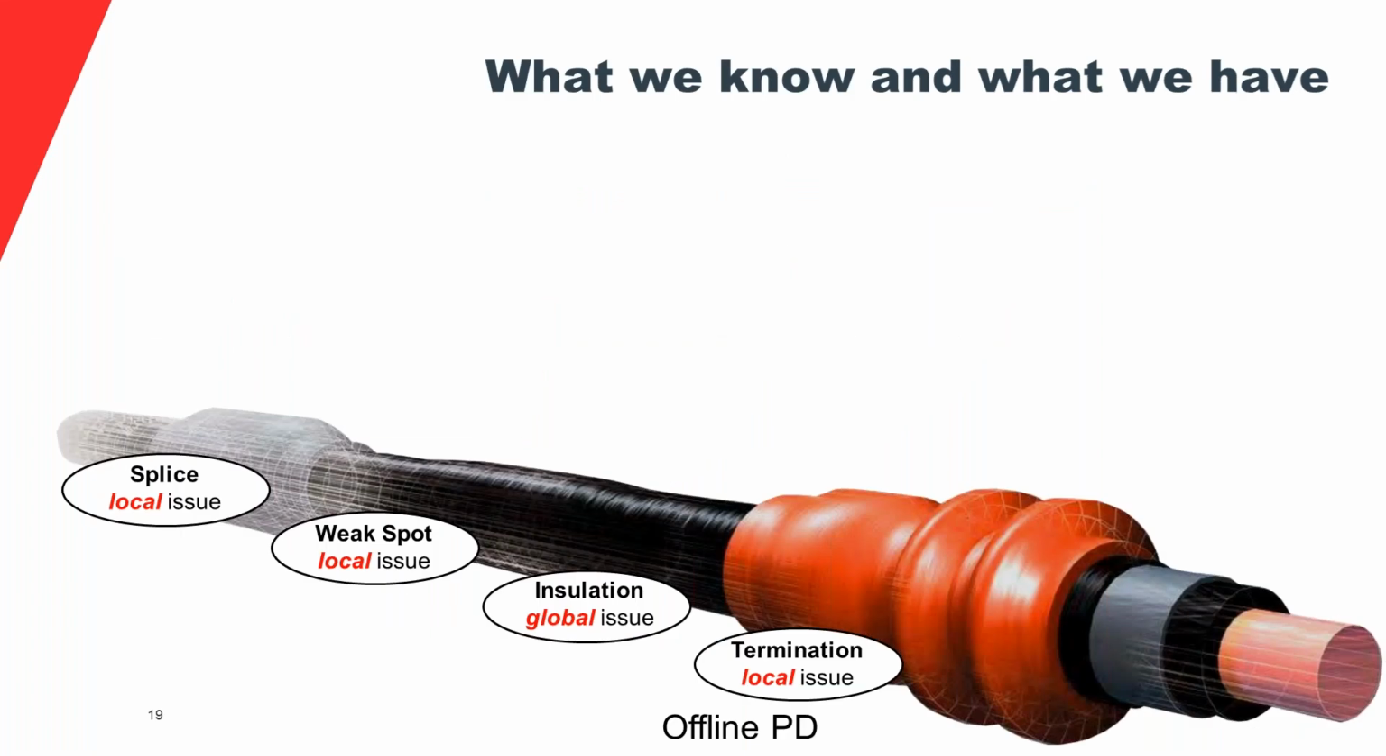And then in terms of what we know and what we have, as I titled that slide, overall in the cable system, we have the cable and we have the accessories, period. And that's pretty much it. Now you know everything there is to know about cables, kind of. So the cable itself is the main insulation.